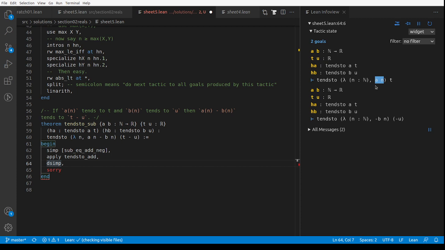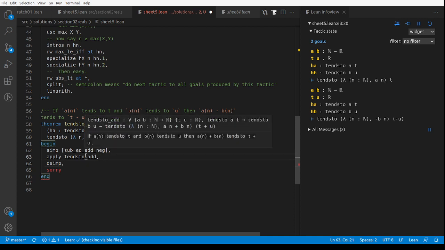Lambda n, a n is just the function a, right? The function that sends n to a of n is rather more simply defined. That's just the function a. So that's what's going on there. So in fact, this tends to add. It wants two inputs, right? The reason apply tends to add doesn't solve the goal is that tends to add.